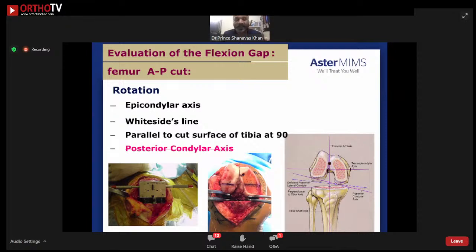And the most useful thing is that you keep your femoral cutting jig parallel to the tibial cut. Your tibial cut should be 90 degrees. You can use a spreader, or I usually use a spacer block so that I keep it exactly parallel to the tibial cut. If you cut the tibia in varus, your femoral component will go into internal rotation, and that will result in patellar subluxation or dislocation. So these are the methods: epicondylar axis, Whiteside's line, and parallel to the tibial cut surface.